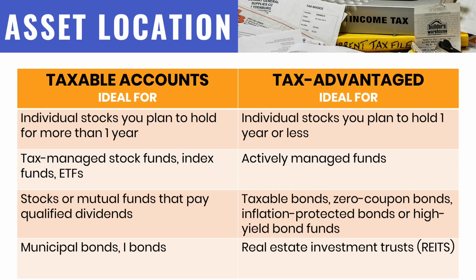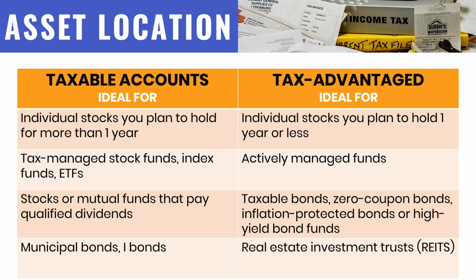So taxable accounts are really good for individual stocks or stocks that you plan to hold for more than a year, because holding a particular stock for more than a year means you're not going to be paying short-term capital gains. Rather, if you have to sell that stock, you're going to be paying long-term capital gains, which are slightly less than if you were to sell the stock in less than a year.